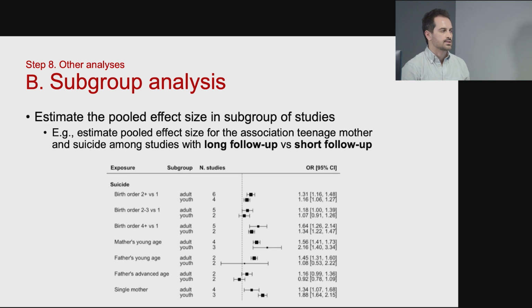Just split the studies among the ones conducted among the adult population and the ones conducted among the youth population, and you can see if the estimates change. It's better to pre-specify all those analyses in the protocol.